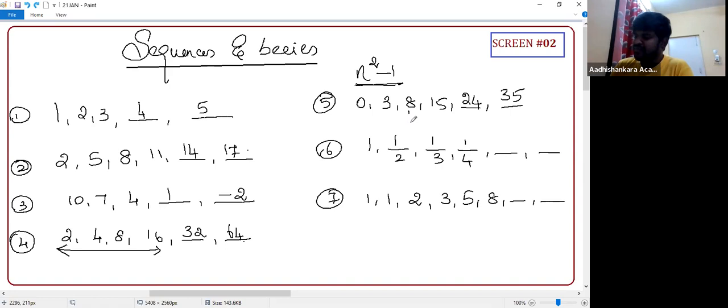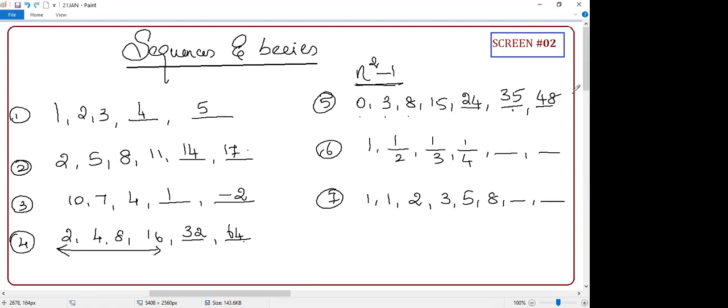So 4 minus 1, 9 minus 1, 16 minus 1, 25 minus 1, 36 minus 1. Now you can say what the next number is. What is the next perfect square according to our rule? This is 1 square minus 1, 2 square minus 1, 3 square minus 1. This is 6 square minus 1. Next is 7 square minus 1. 48. Right, students? Clear?